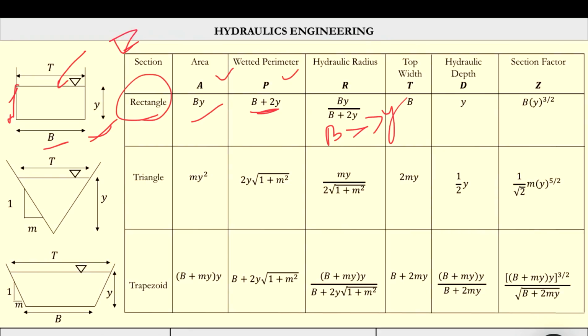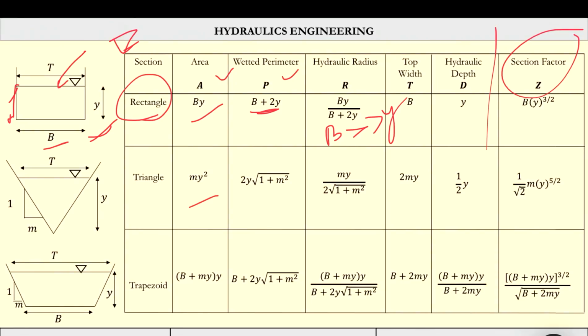The top width is T, and the hydraulic depth will be Y. You can check by putting A by T: T is B, so you get Y. The section factor we will discuss in coming lectures. Right now just see up to here.